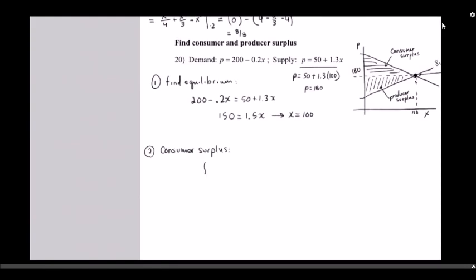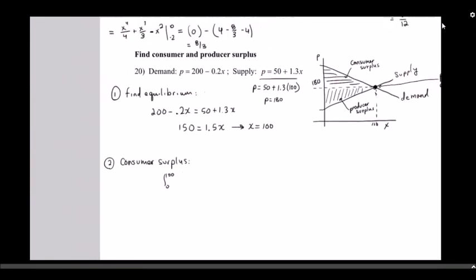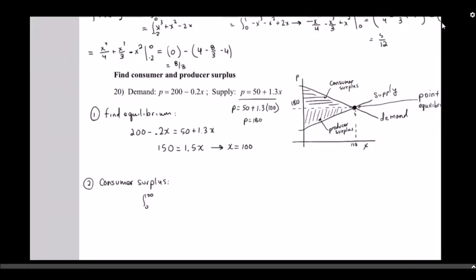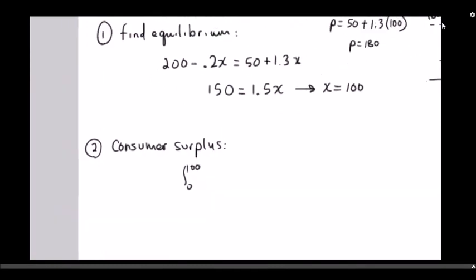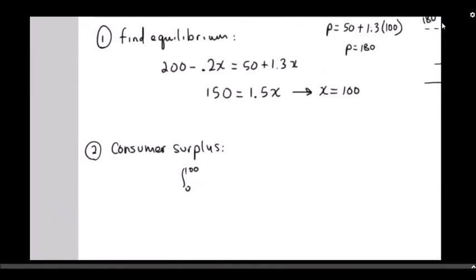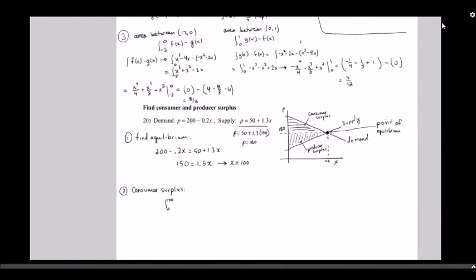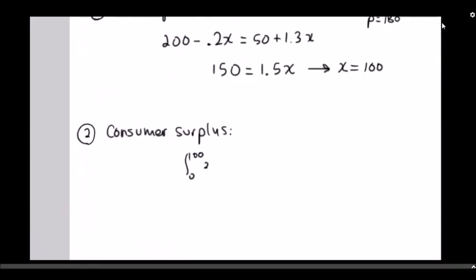So it's going to be the integral from 0 to 100, and we find 100 because that's the quantity value. Those are the two x values, from 0 to 100. Now we need the top function, which, if you look over here on our graph, is the demand function, 200 minus 0.2x. And then we subtract the lower function, which is the price, 180.